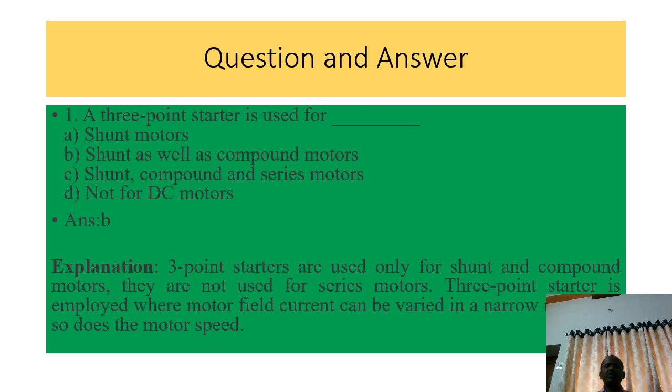All of you listen to the question. A 3-point starter is used for: A, shunt motors; B, shunt as well as compound motors; C, shunt, compound and series motors; D, not for DC motors. Which one is the correct answer? All of you answer the question.